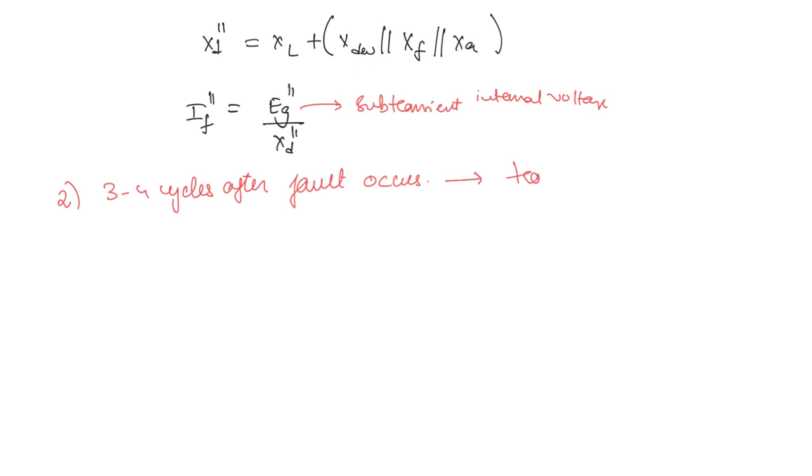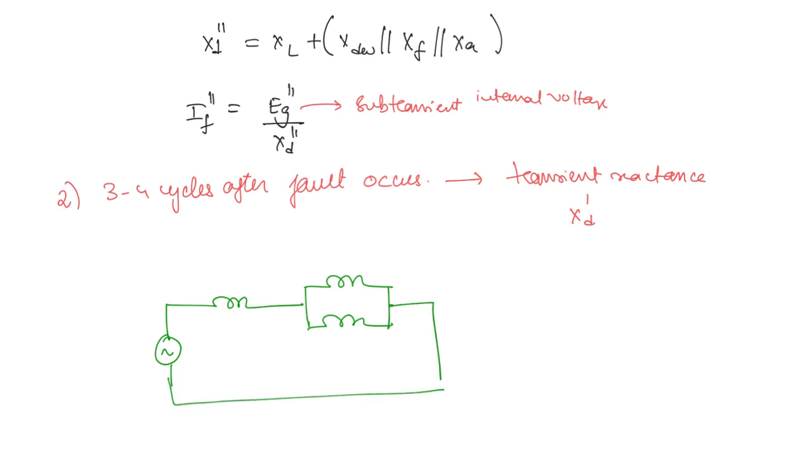The next is 3 to 4 cycles after fault occurs. So this is called the transient reactance, and this is represented as Xd dash. Here the damper winding reactance is going to be not there. Why? Because the current through damper winding is going to decay at a faster rate. So the circuit is going to be something like this, only two reactances in parallel. This is the leakage reactance, the field reactance and the armature reactance. Now the fault current here is the transient fault current If dash, and here you have the transient internal voltage. So this is the transient period.